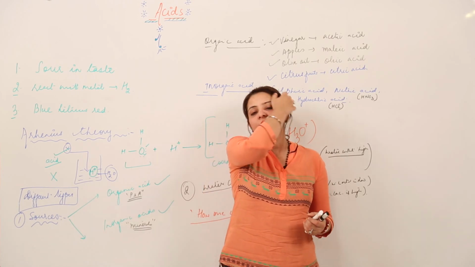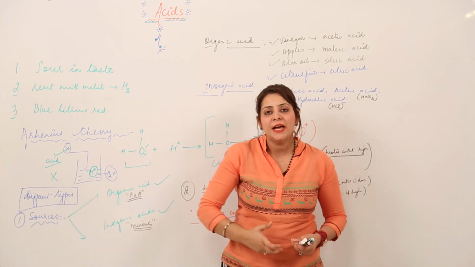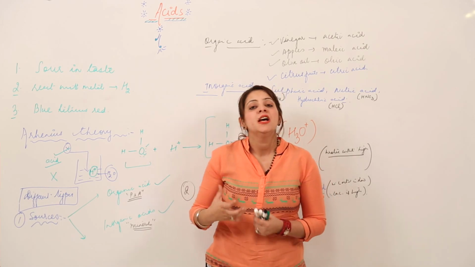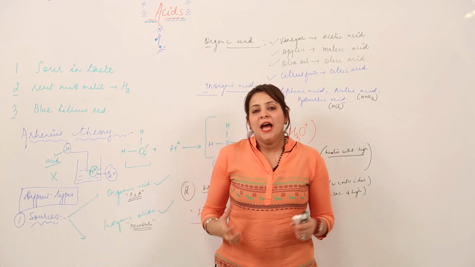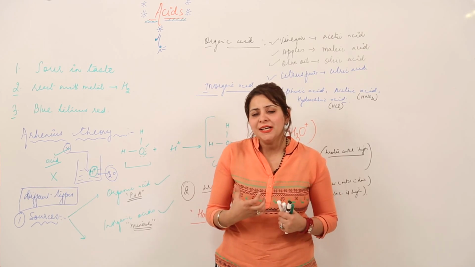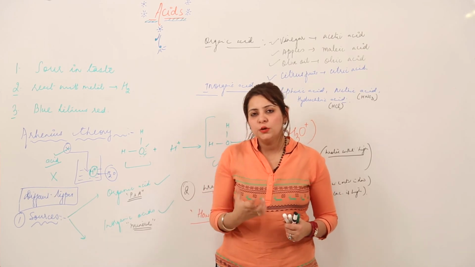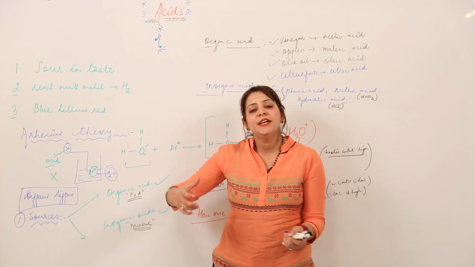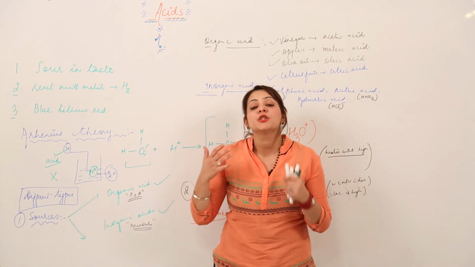If somebody asks you how one can dilute concentrated acid, you will answer that concentrated acid has a lesser amount of water. So you will say, ma'am, just add water to the concentrated acid and your acid will get diluted. But it is not like that.